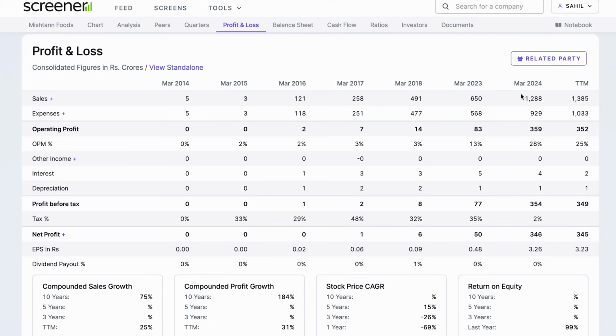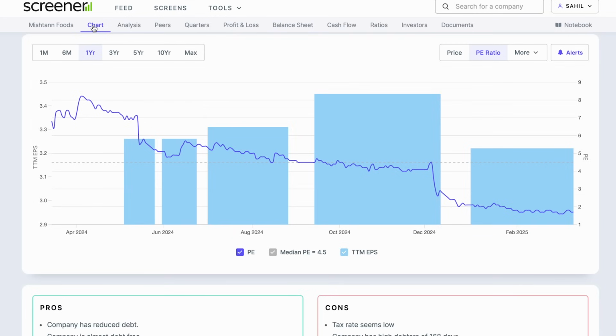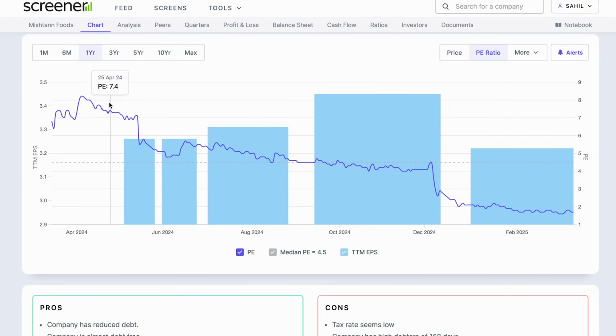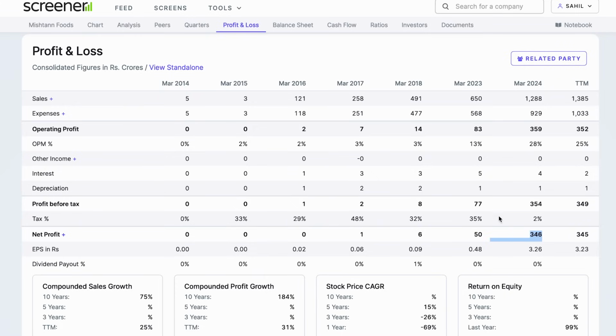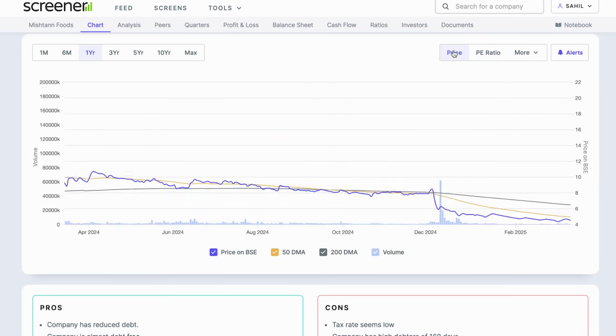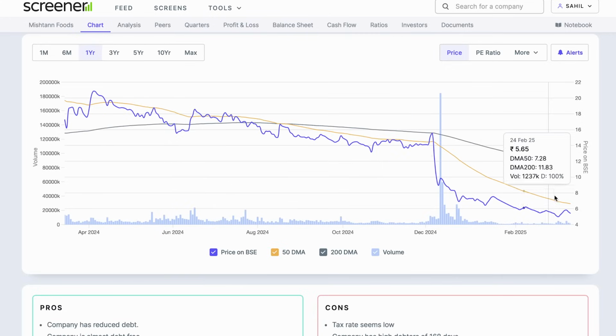One great example in recent times is Mishtann Foods. In 2024, the company reported a net profit of 346 crore. During April 24, its share price was around 20 and its P/E ratio was just 7-8. Obviously, if you look at PE along with profit growth, it looked like the cheapest stock in the market, isn't it? But then the share price fell 75% to current levels of around 5.